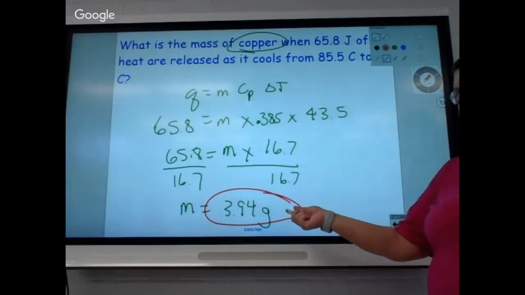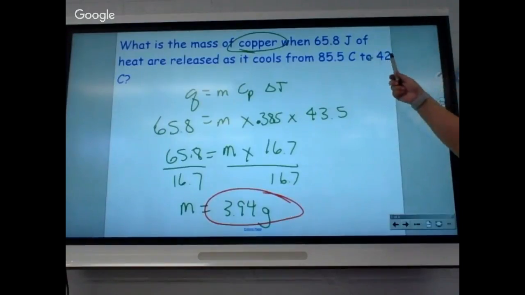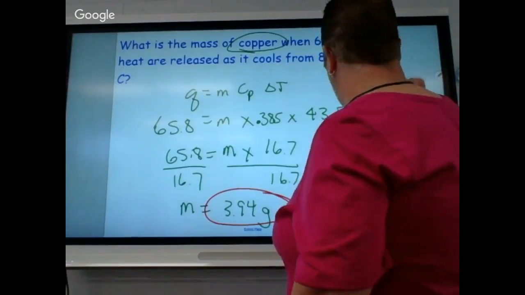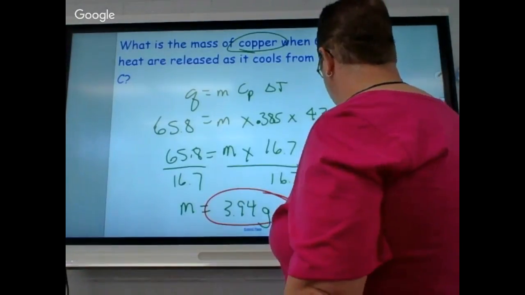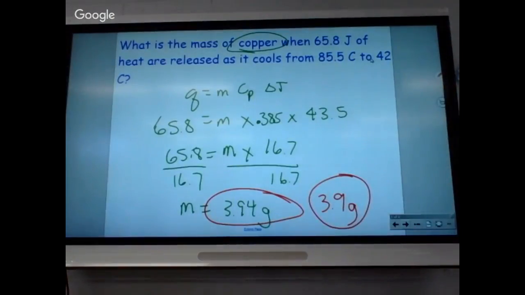How many significant digits should you have? Hold on. I didn't look. I only looked up there. It should have 2. 3.9. I thought I had another decimal place there because it was covered by the thing. 3.9 grams. I needed to move my little box. All right. 3.9. 42 only has 2. So you should have 3.9.